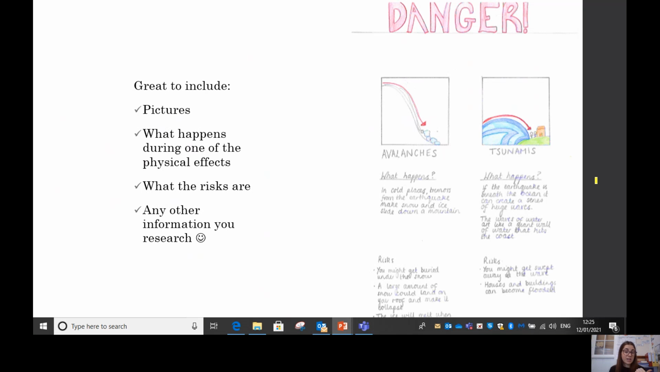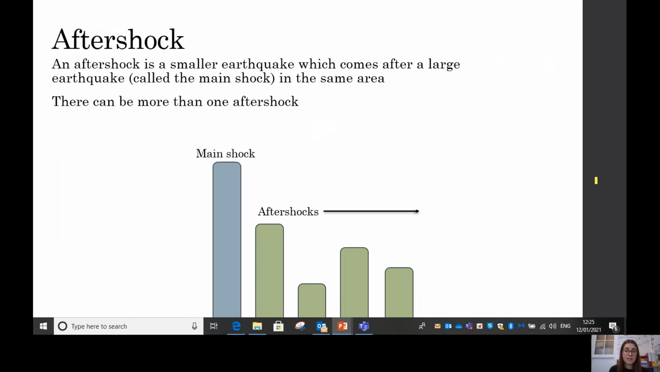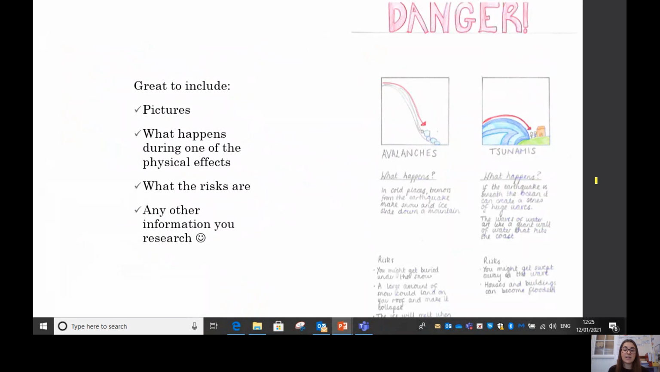It'd be great if you could include some pictures, and draw these. Tell me what happens during this physical effect, so you could tell me what happens during a tsunami or a landslide or an aftershock. Then tell me what the risks are, so what can happen because of this effect. And feel free to include any other information that you might be able to research on one of these topics. It's really interesting to see. As I've said, if you need to go back and look at any of these physical effects of an earthquake, that is great. Just be careful if you're researching not to include any human effects, as these are different from physical effects, and we'll come back to these next week.